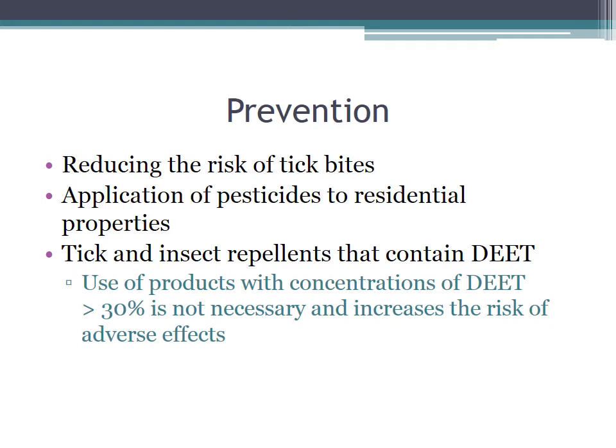Prevention is multifaceted and it involves reducing the risk of these tick bites. Application of pesticides to residential properties can be used. Additionally, tick and insect repellents that contain DEET can be helpful. It's important to know that the use of products with concentrations of DEET greater than 30% is not necessary, and it increases the risk of adverse effects.